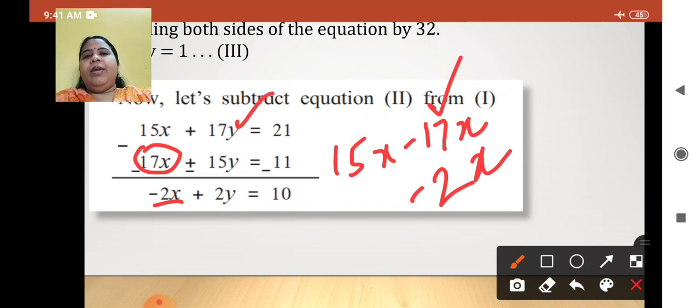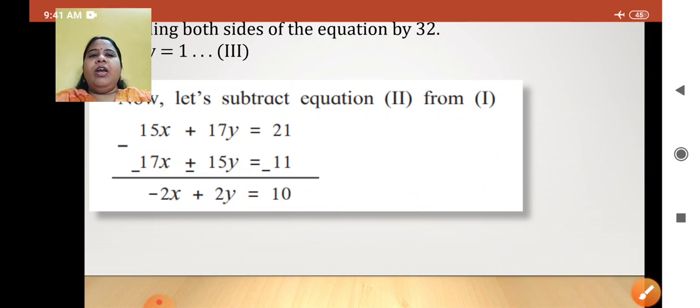Now 17y minus 15y is plus 2y. Why plus? Because here 17 is having a plus sign. Okay. And 21 minus 11 is 10. So this way, after subtracting, we will get this equation, that is minus 2x plus 2y is equal to 10.